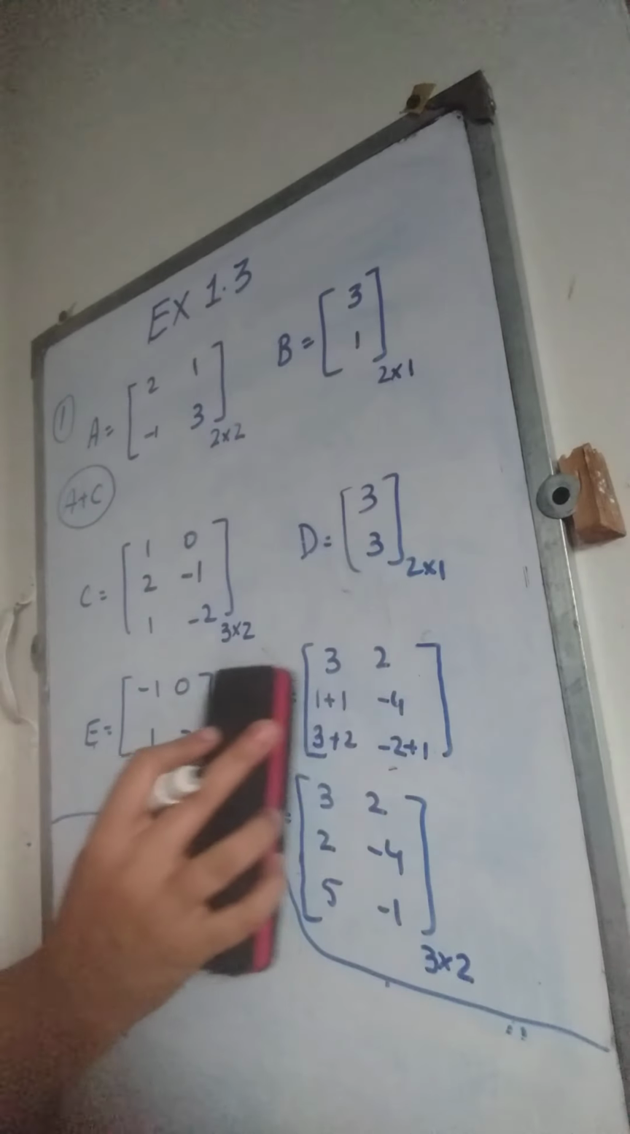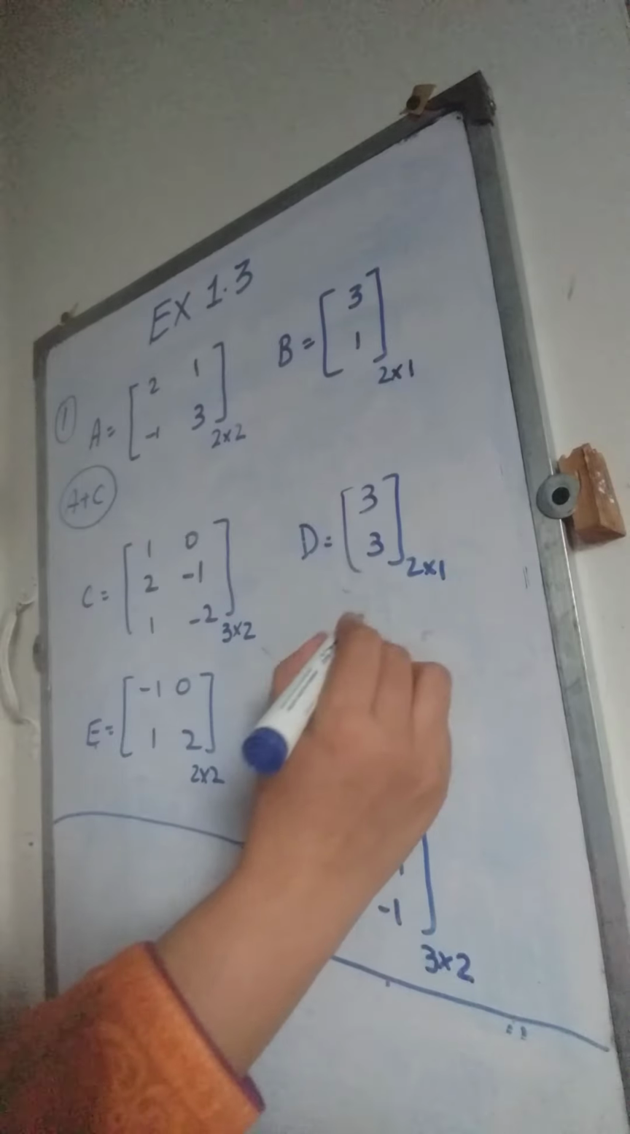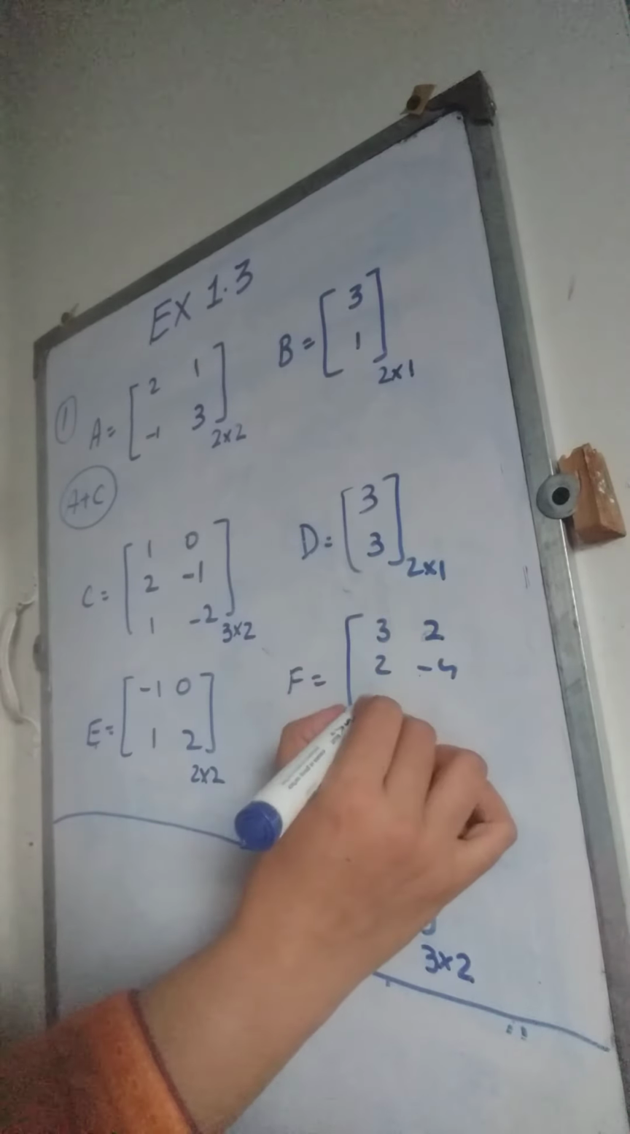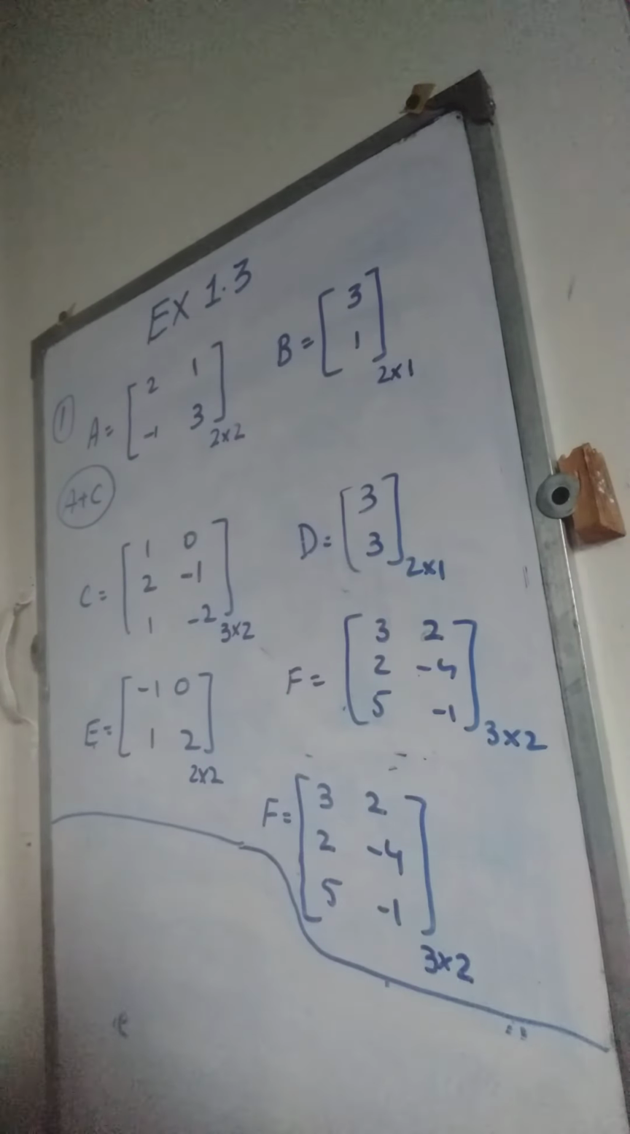Let me write this F over here. Okay. So we have enough space for discussion. 3, 2, 2, negative 4, 5 and negative 1. It has the order 3 by 2.